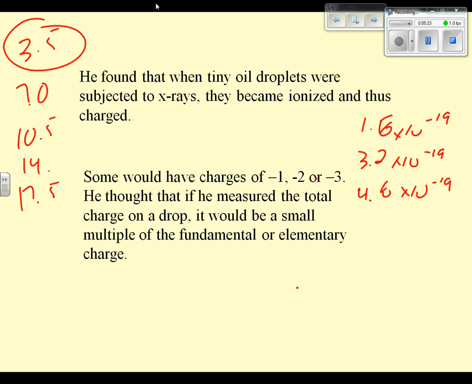And do you remember when we did the Finding Gravity Lab, how your data was all over the place? Do you think his is perfectly 1.6 and 3.2 and 4.8? No, it's going to be something like 4.75 times 10 to the minus 19 and 3.1 times 10 to the minus 19. It's going to be a nightmare to try and figure out what these numbers are all multiples of.